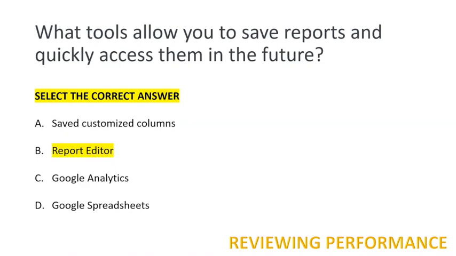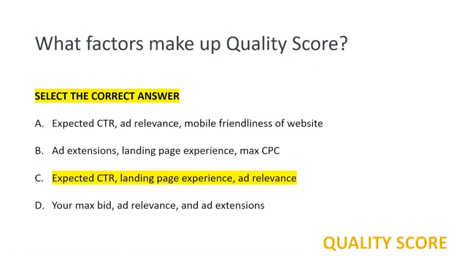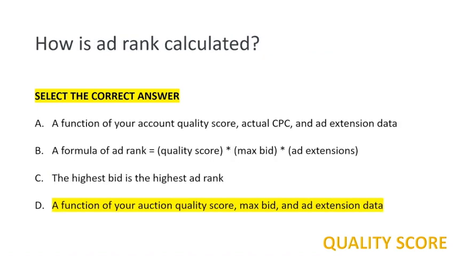What tools allow you to save reports and quickly access them in the future? A. Report Editor. What factors make up quality score? A. Expected CTR, landing page experience, ad relevance. How is ad rank calculated? A. A function of your auction-time quality score, max bid, and ad extension data.